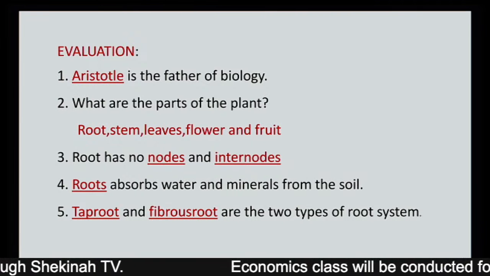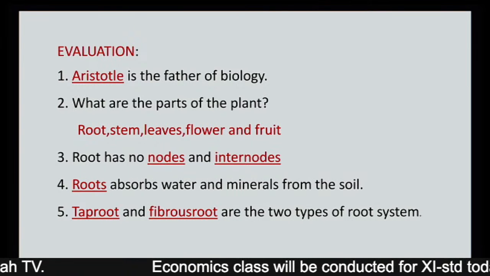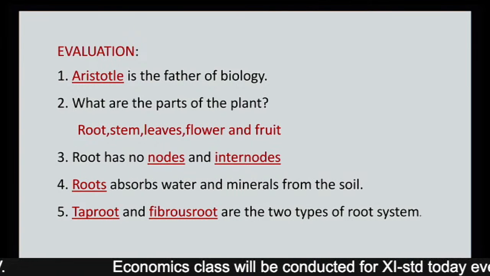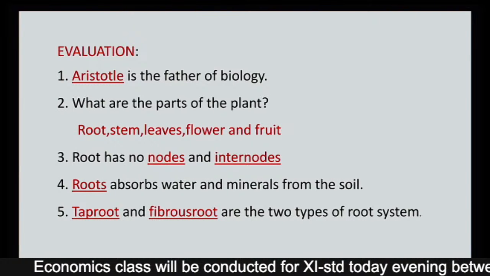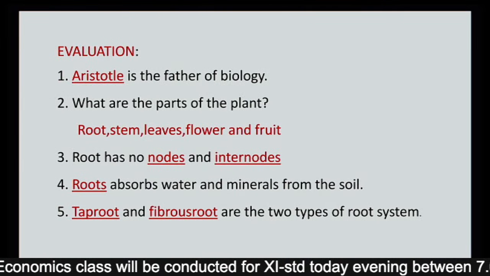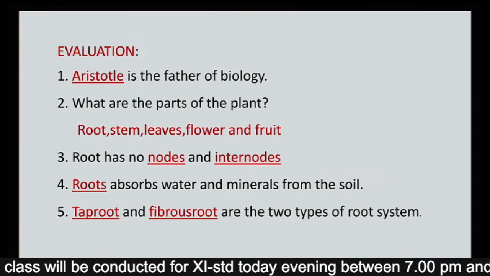See the first one, dash is the father of biology. Aristotle. Aristotle is the father of biology. And what are the parts of the plant? Root, stem, leaves, flower and fruit. These are the parts of a plant. And third one, root has no nodes and internodes. And fourth one, root only absorbs the water and minerals from the soil. And last one, taproot and fibrous root are the two types of root system.